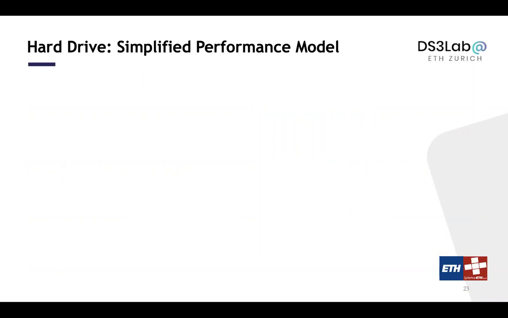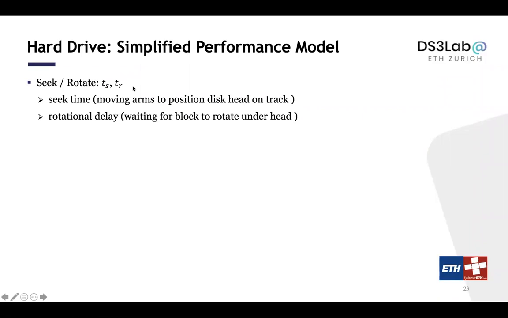Okay, given this, we can have a simplified performance model of the hard drive, which is going to be kind of important. You have your seek time and you have your rotate time, right? Essentially I say, okay, give me information there, read it. The first step in the system is that the disk needs to rotate and the head needs to move. Let's call these the seek time and rotate time, TS and TR. The seek time is when you move the arm, the head, to a position. And the rotational delay, the rotation time, is when I wait for the block to rotate under my head, okay? So I have these two times.